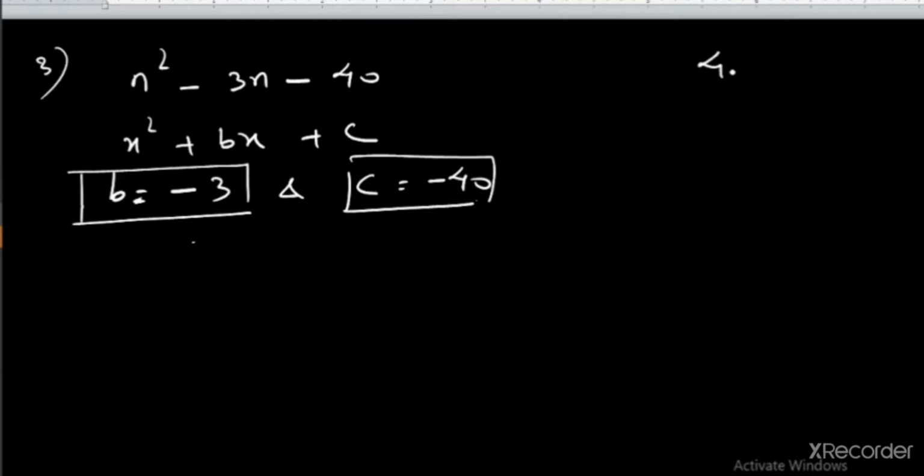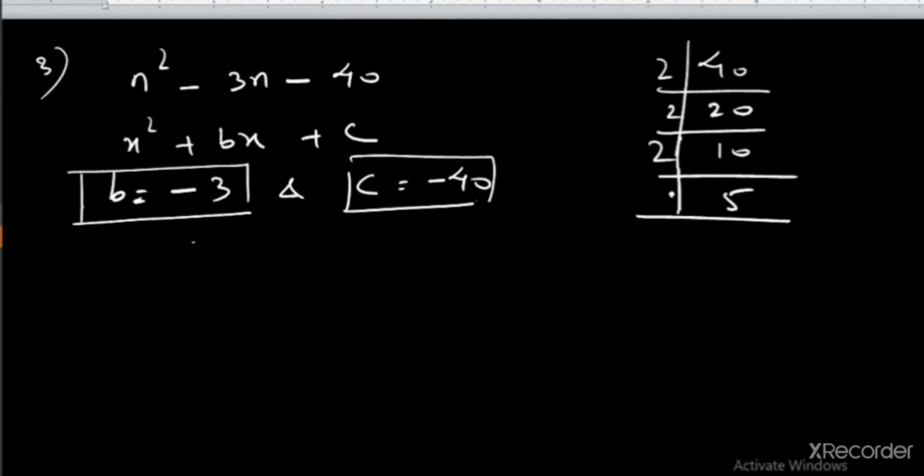We will take the constant term and do its prime factorization. So it will give you what? 2 twenty times, then 2 ten times, then 2 five times, and then 5 one time. Okay, so let us try to find out what we are getting. How to arrange this to get the sum as minus 3, because we want b equal to minus 3, right?